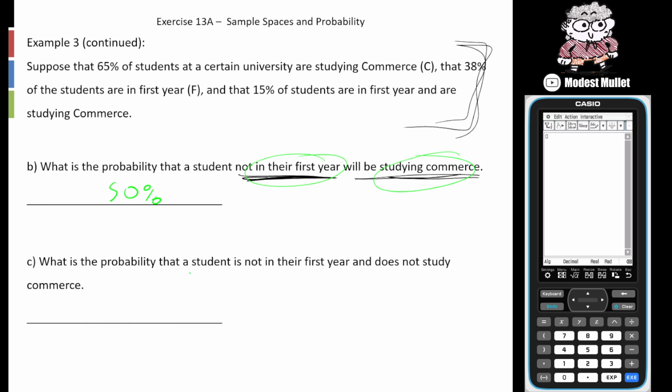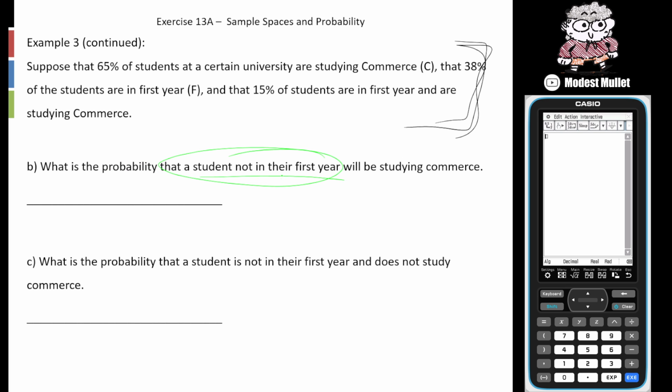What is the probability that a student is not in their first year and does not... Oh, no, I've made a mistake in this first one. And this is what I was getting at in the previous thing. Okay. Right. Here we go. What is the probability that a student in the first year? So this is actually giving us a condition. And we'll get into this a little bit more in the next exercise.